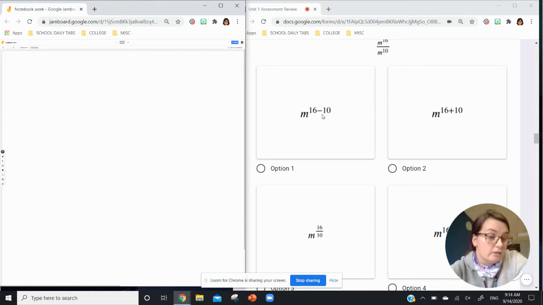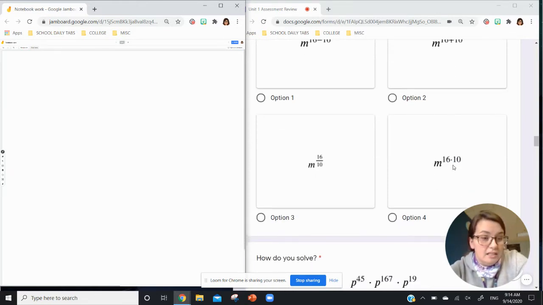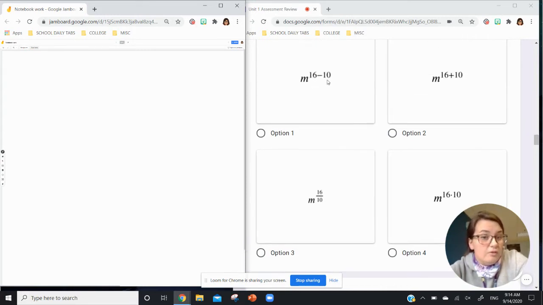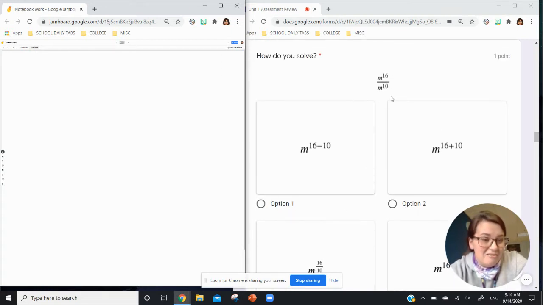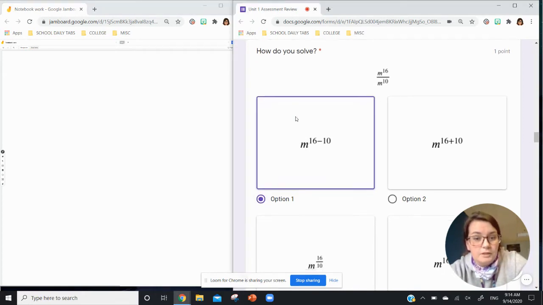Just to be sure, though, I'm going to look at all of them. This is adding. That's a dumb choice. This is multiplying. That's a dumb choice. This looks kind of the same, but this is division. This is the only one. So, yes, this may look similar, but if you look, that is the whole exponent. That doesn't make sense to us right now. So just subtracting. So it would be option 1.